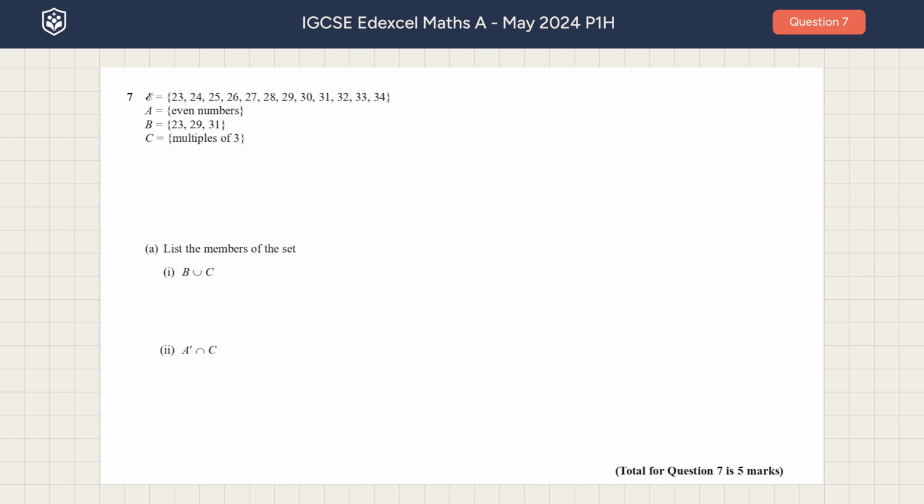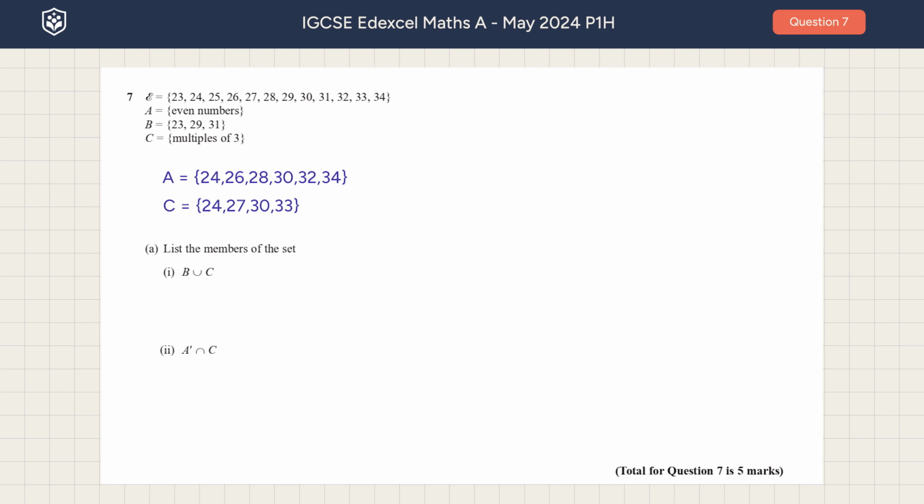Moving on to question 7. We are given 4 sets of numbers: a universal set of numbers from 23 to 34, set A, which are even numbers, set B, which is 23, 29, and 31, and set C, which is multiples of 3. Let's first write out the numbers of A and C. Set A would have all the even numbers present in the universal set, which is 24, 26, 28, 30, 32, and 34. Using the same idea, set C would have 24, 27, 30, and 33.